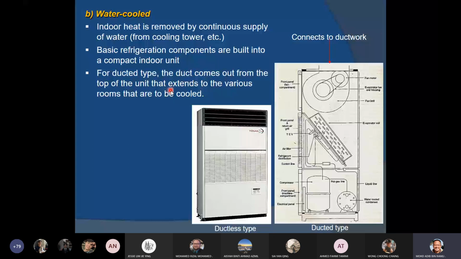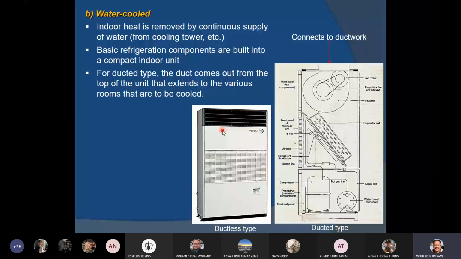But the difference between water cool and air cool. With water cool, you don't need a condenser fan to blow the outdoor air over the condenser coil, but it uses water to cool the condenser. Basic refrigeration components are built into a compact indoor unit. Okay, so that's another difference between these two systems, air cool and water cool.